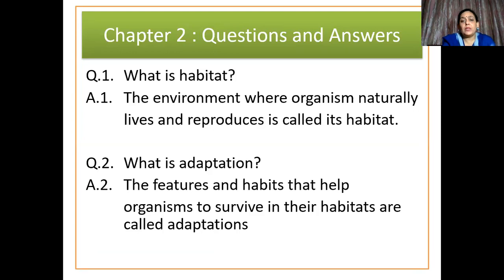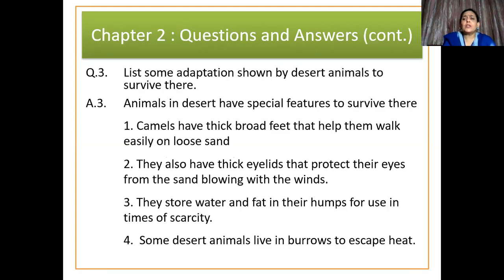The environment where the organisms naturally live and reproduce is called its habitat. And what is adaptation? The features and habits that help organisms to survive in their habitats are called adaptations. Right? This we had already discussed in the definitions. Next question, third question is, list some adaptations shown by desert animals to survive there.